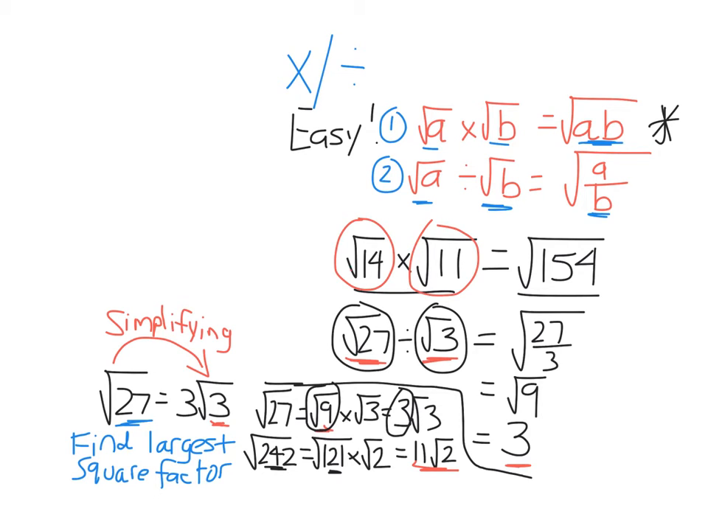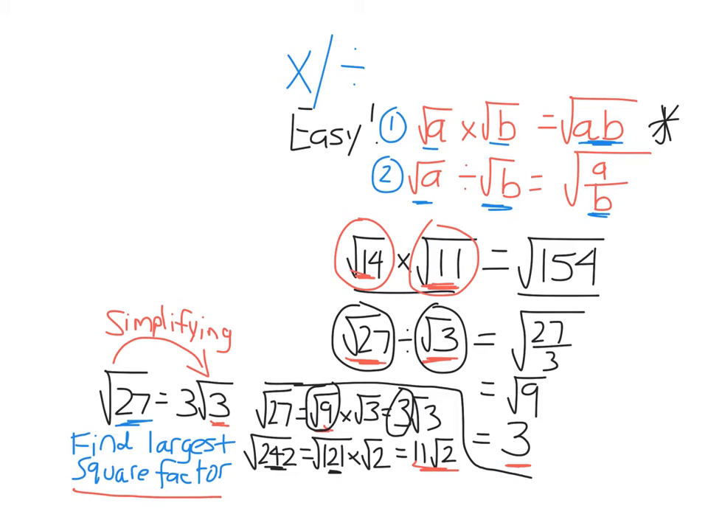So we can't simplify this any further. Similarly with 11, its only factors are 1 and 11. 11's not a perfect square, 1 is not helpful. So not all surds can be simplified. They can only be simplified if they have a square factor other than 1.